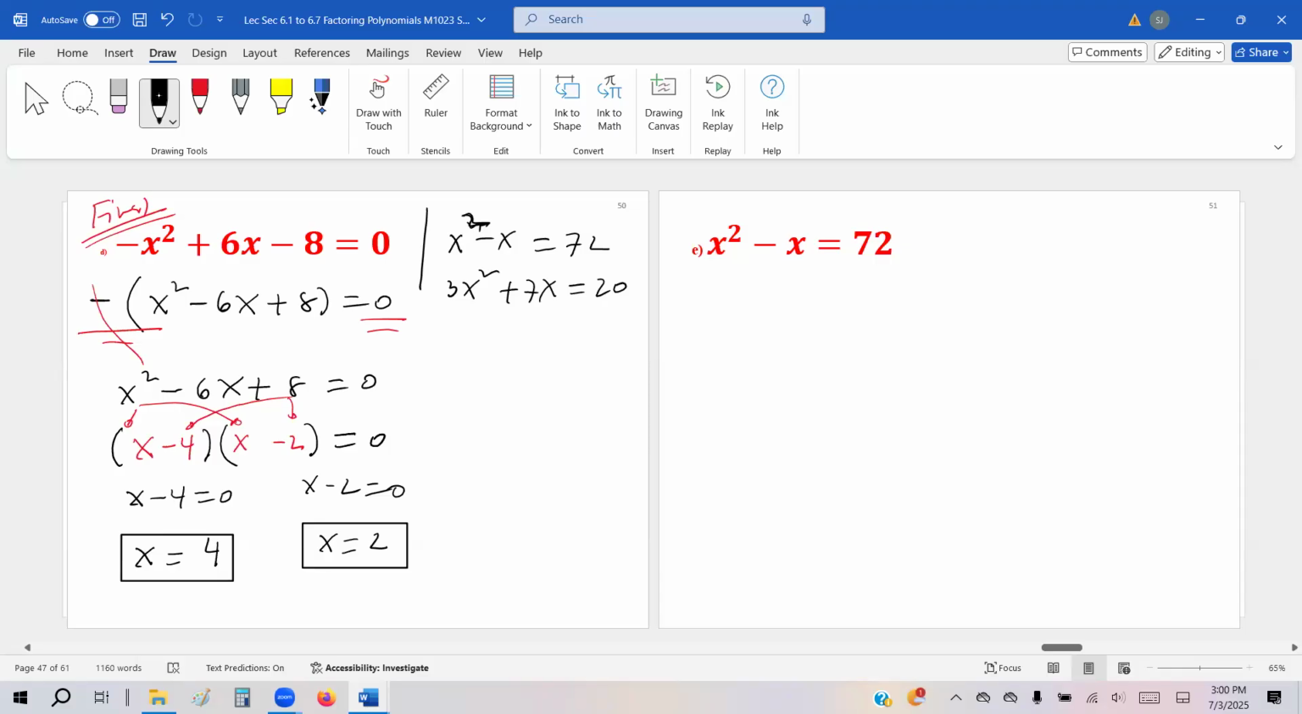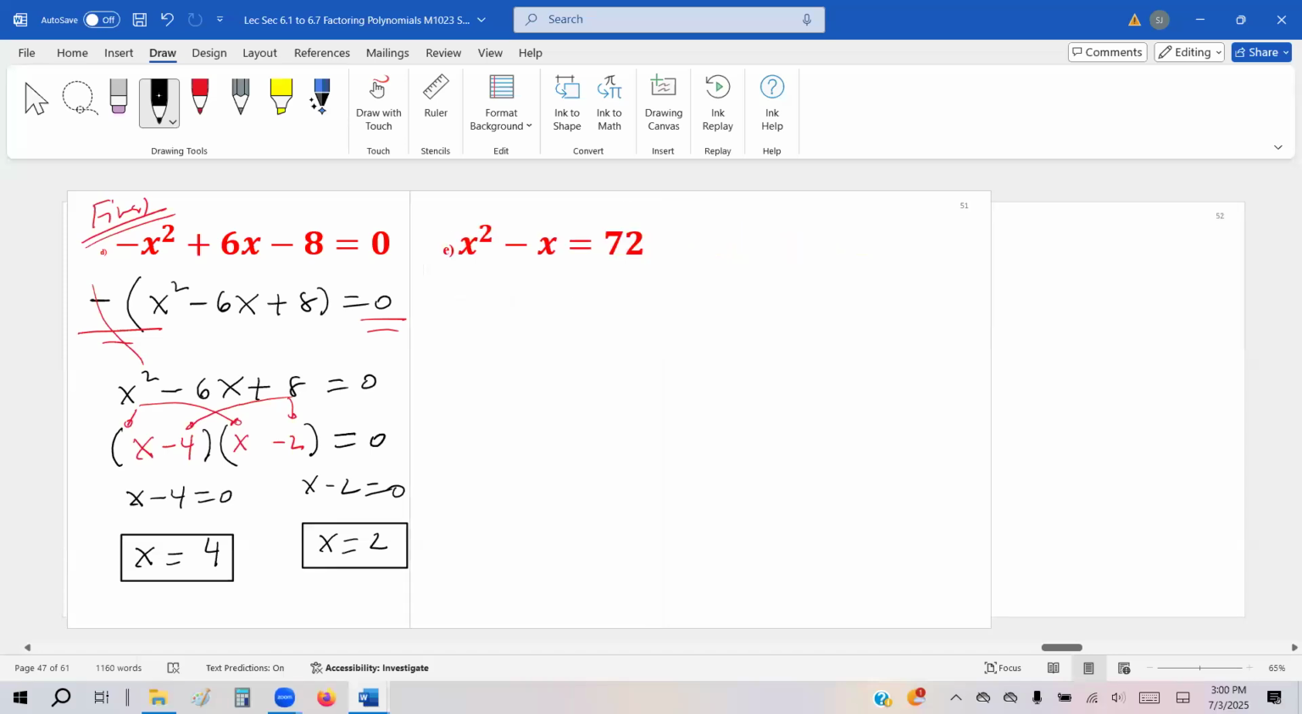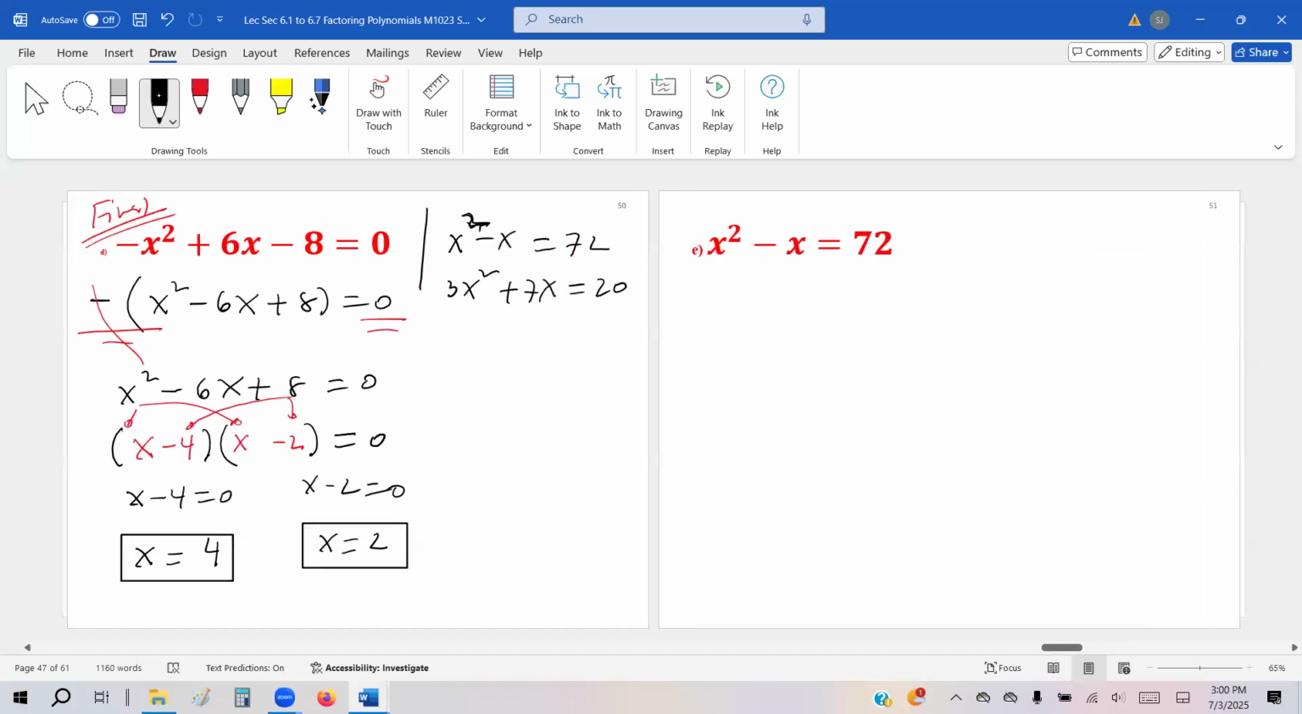In factoring, you have so many ways to manage. Okay, let's do them together. What do I have next? Oh, 6.7. Cool. So we don't see a 0, but we want to see a 0. Our first step is subtract 72 from both sides of the equal sign. So we get x squared minus x minus 72 equals 0.